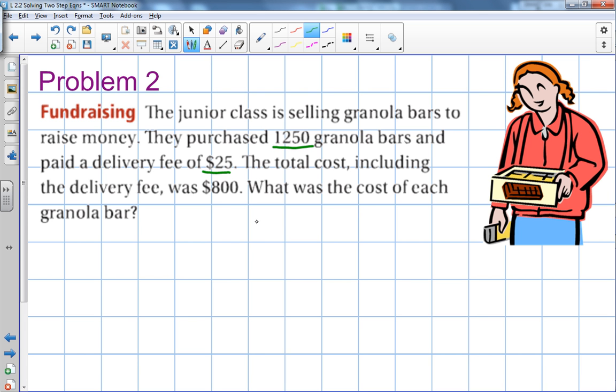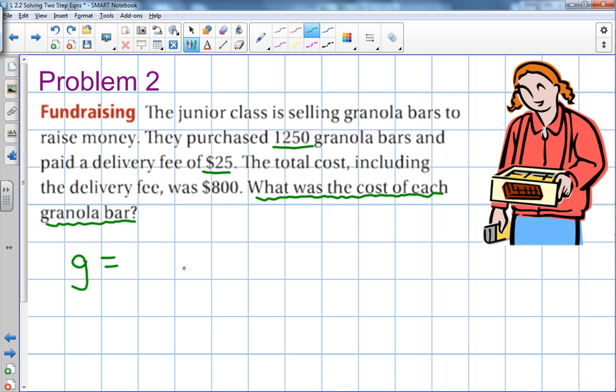So in a story problem like this, your first job is to figure out what's the variable and then assign a letter to it. And in general, the best place to look for what the question is asking you for is in the very end, or in the question part. In this case it says what was the cost of each granola bar. So what we're talking about is granola bars, so I'm going to use the letter G.